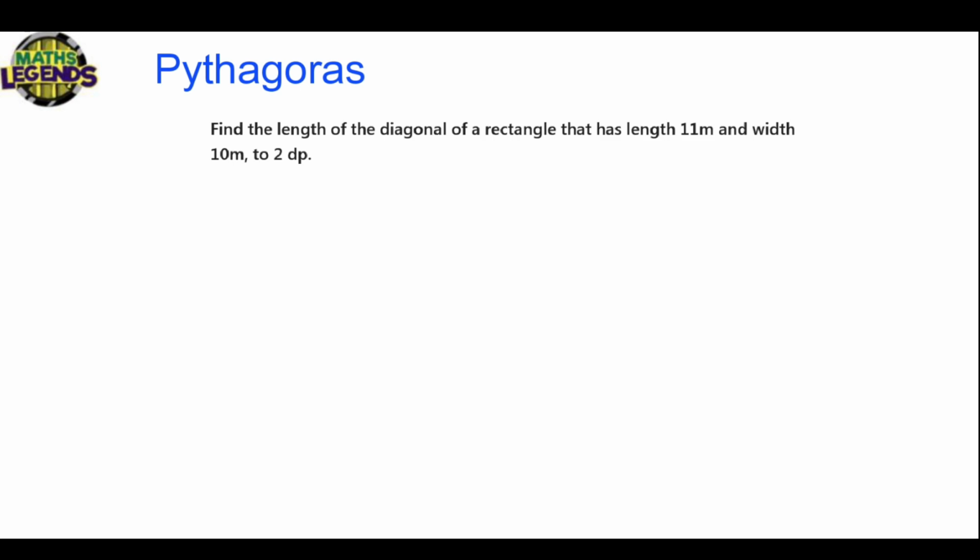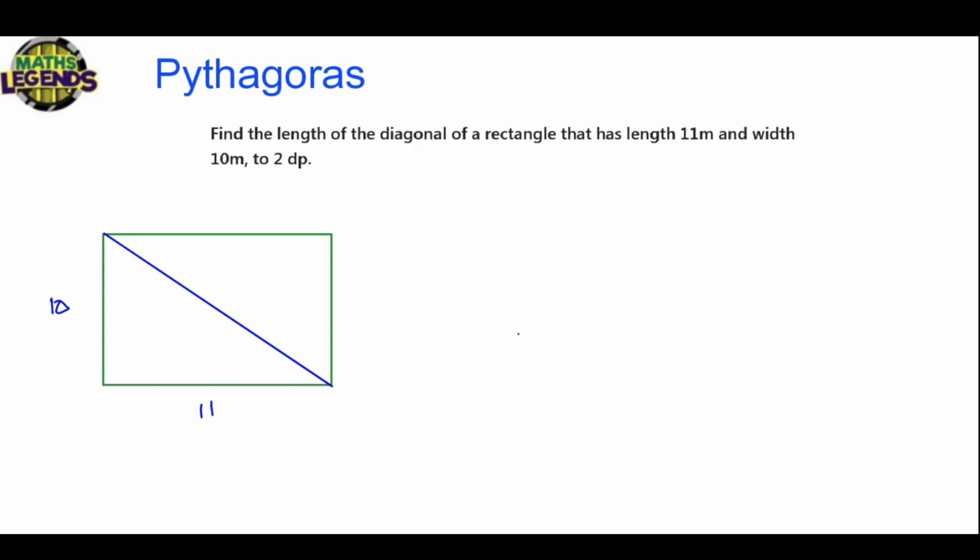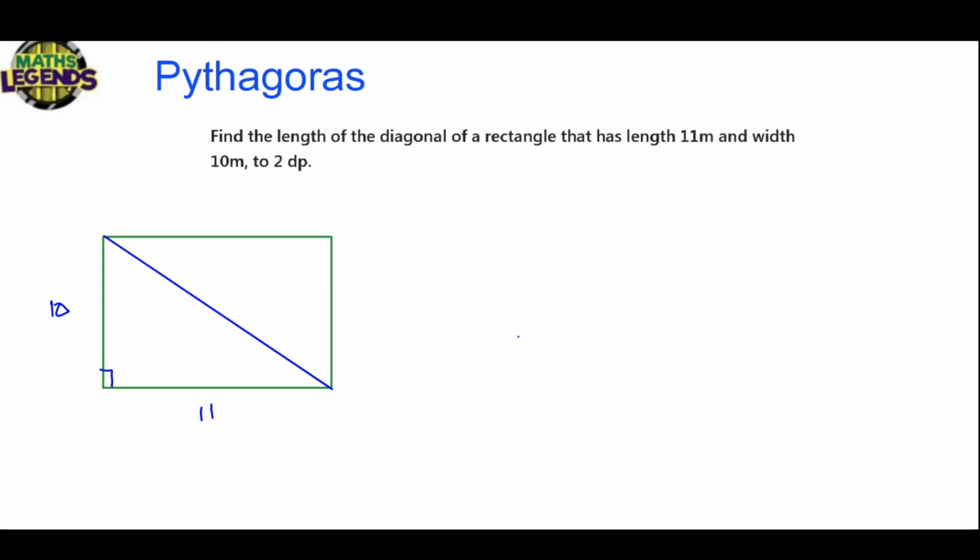So here we're asked, find the length of the diagonal of a rectangle that has length 11 meters and width 10 meters to 2 decimal places. So for these sorts of wordy questions, where they're talking about shapes or graphs, etc., it's a good idea to draw a diagram. So let's do that. So here we have a rectangle, and let's add the information we know, 10 and 11, and we're asked to work out the diagonal. So now here we can see that this is effectively a right angle triangle, and we're asked to work out the hypotenuse.